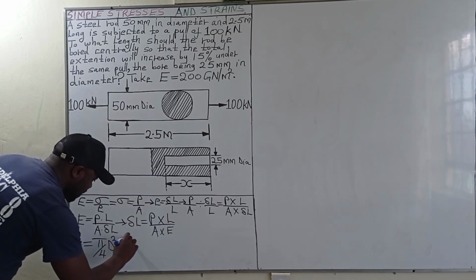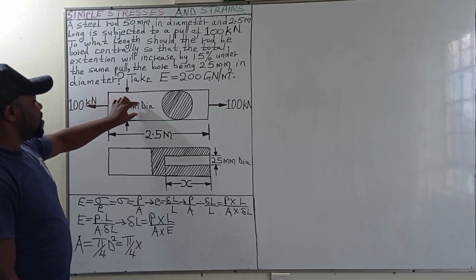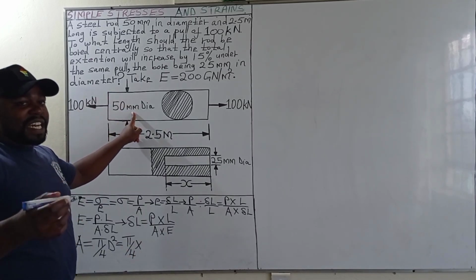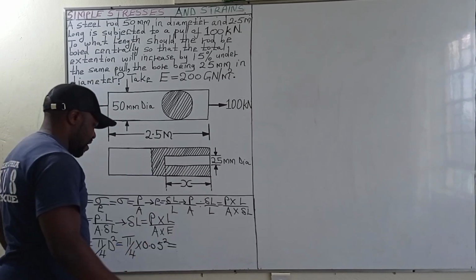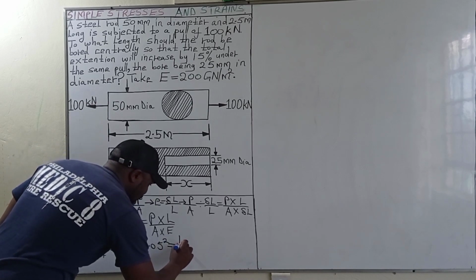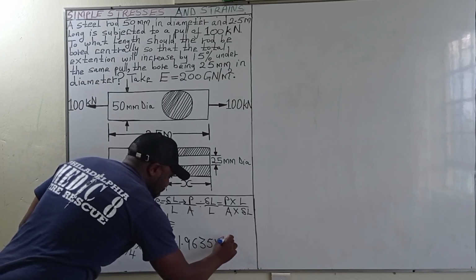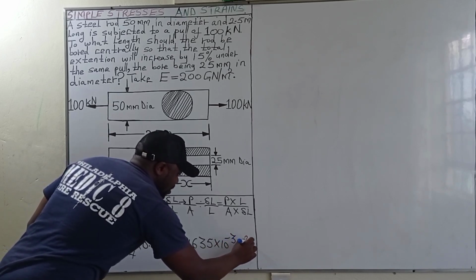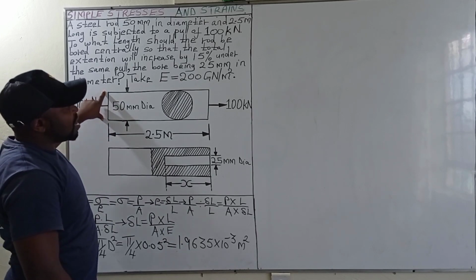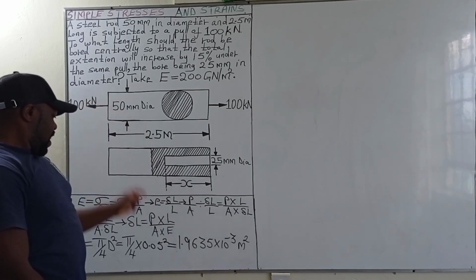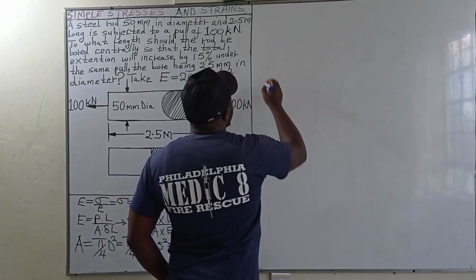So this is going to be pi over 4 times the diameter of the steel rod, which is 50 millimeters. We need to convert it to meters. That is going to give us 0.05 squared. It is going to give us an area of 1.9635 times 10 raised to the power of negative 3 square meters. So this is the cross-sectional area of this solid steel rod.